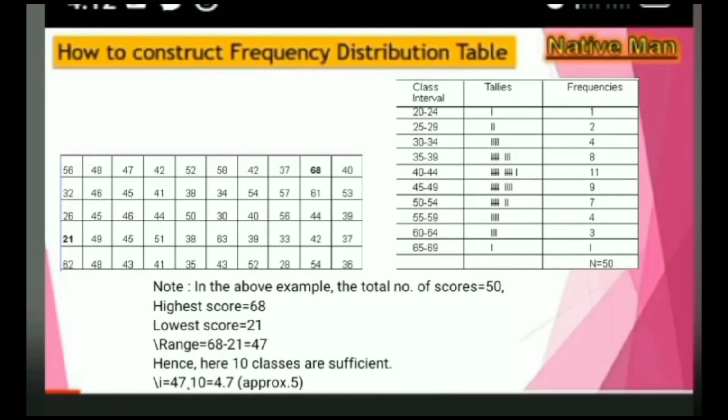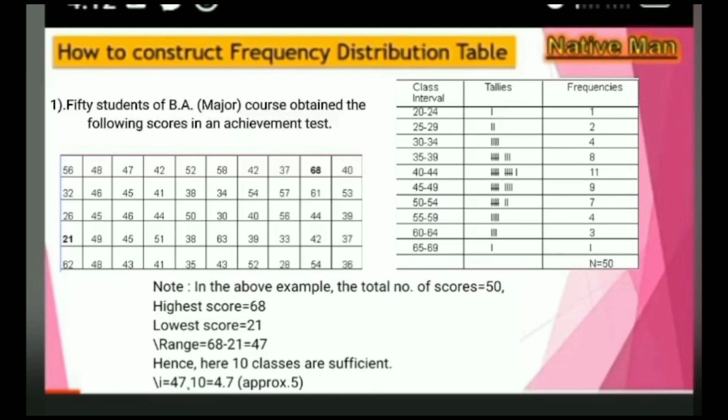After distributing the scores, we tally the number of students who got the respective scores. Just like in the given example, in the 20 to 24 score, 1 student is involved. Then in 25 to 29, 2 students. The same process applies to the others. After that, we count the tally marks and get the total frequency. Always note that the total frequency must be equal to the number of scores.